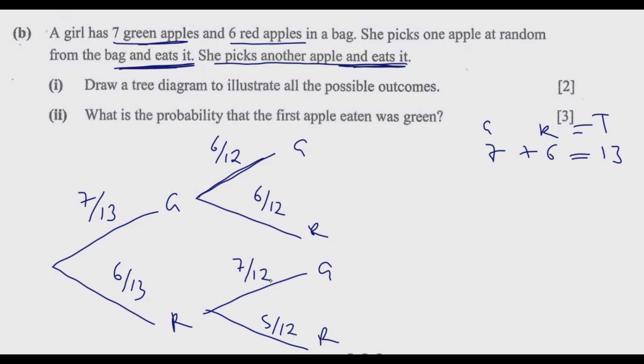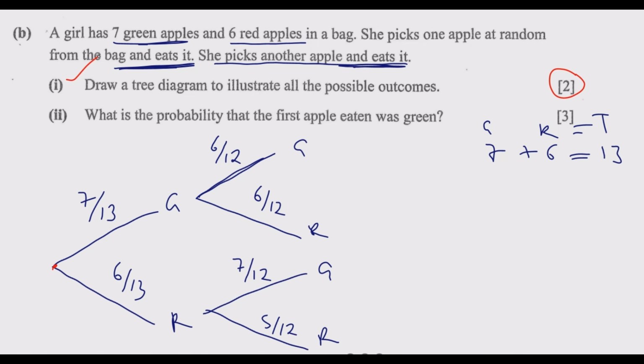So once you do that, you just need to verify that at every branch the summation is 1. So at the first branch we have 7 out of 13 plus 6 out of 13, that's 1. 6 out of 12 plus 6 out of 12 is 1. 7 out of 12 plus 5 over 12 is 1. So at every branch everything should add up to 1. If you do that, you are good to go. Then you get these 2 marks.